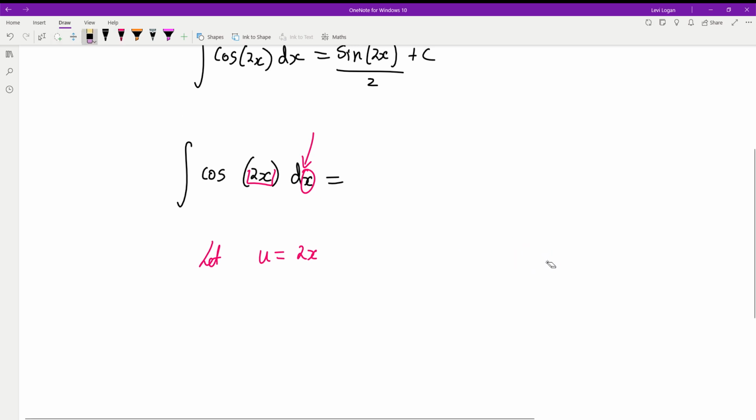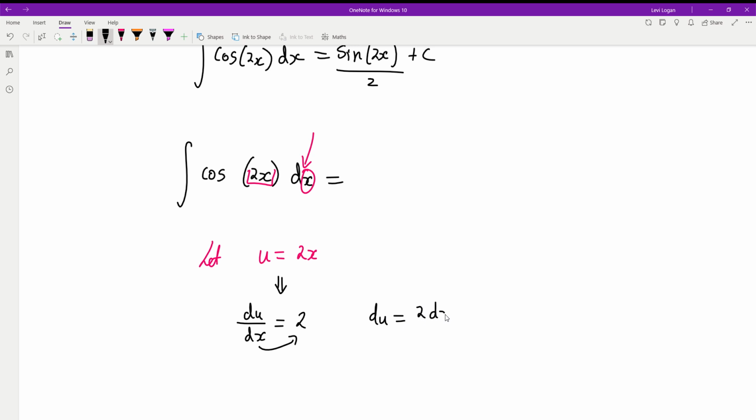So the way we do that is we literally differentiate both sides with respect to x. So what we get here is du/dx. Differentiate that with respect to x, you get 2. Now, what a lot of people don't know is you can actually break up this differential like a fraction, because all this is saying is change in u with change in x. So I can move my dx up here if I wanted to. So therefore du equals 2 dx.